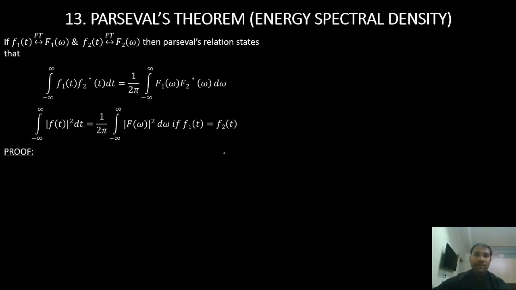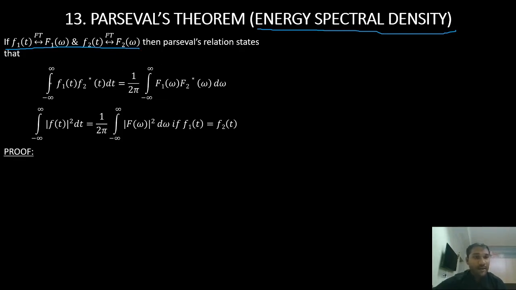Then the final property of the Fourier transform is Parseval's theorem. It is also called the energy theorem, or Rayleigh's energy theorem, or there is another name, energy spectral density. Parseval's theorem, energy spectral density or Rayleigh's energy theorem, all are the same. This statement we have already seen about 10 times. f1 of t has Fourier transform f1 of omega, and f2 of t has the Fourier transform f2 of omega. Then what does the Parseval relation state?